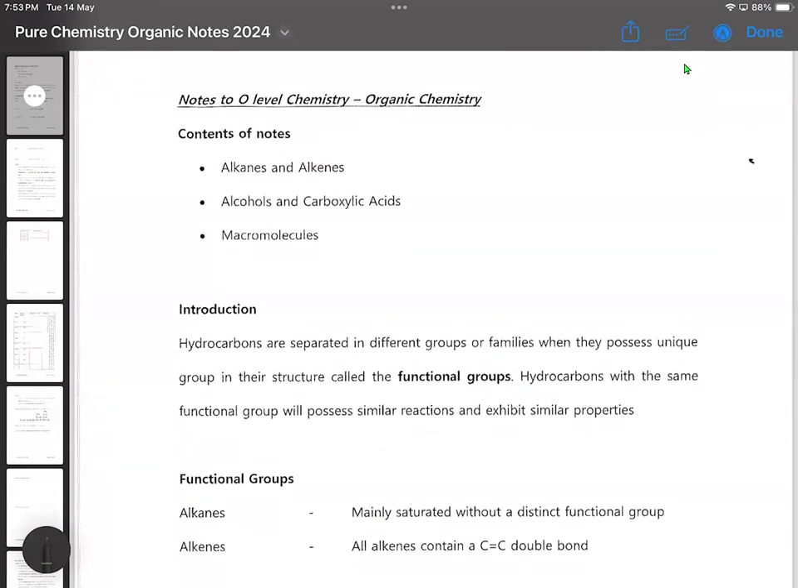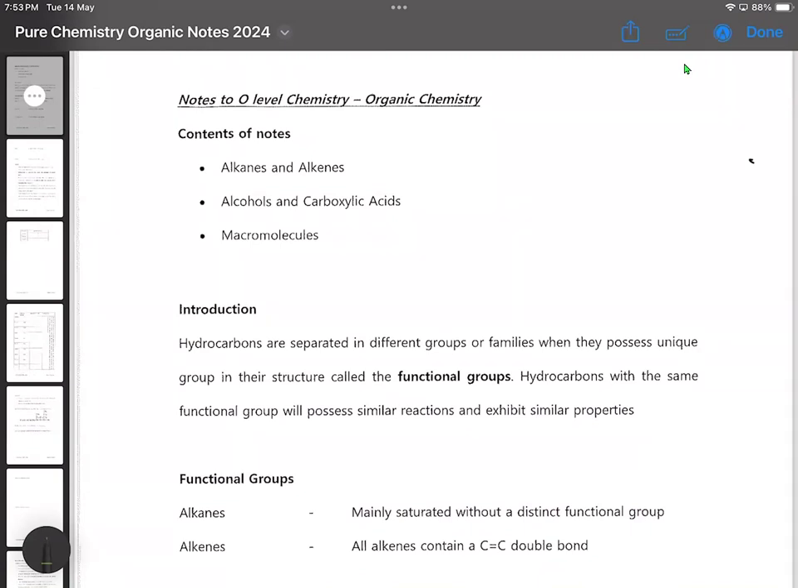Okay, the entire chapter basically splits up into those three points: alkanes, alkenes, alcohols, carboxylic acids, and macromolecules. So let's look at a few things.